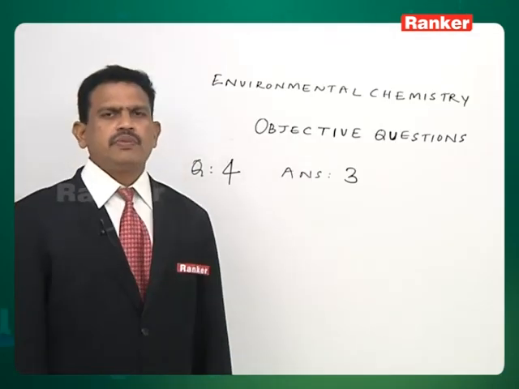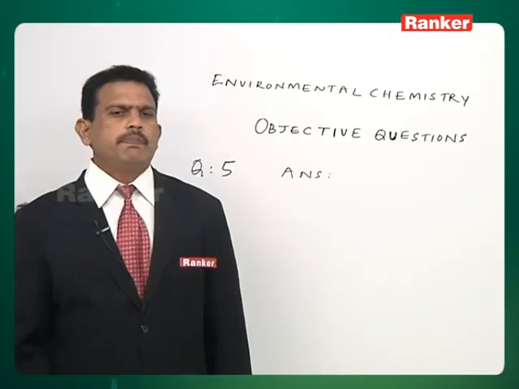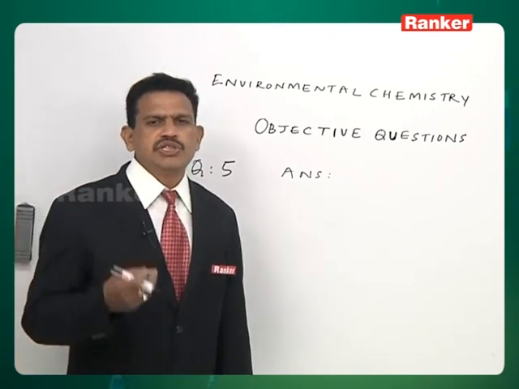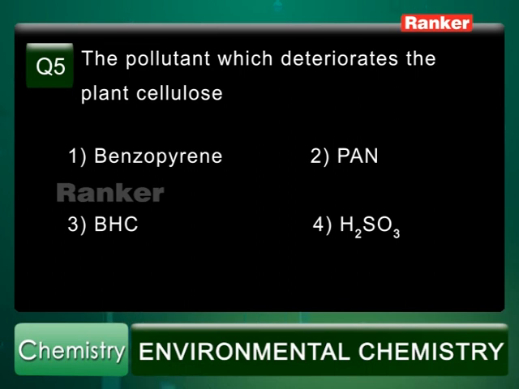Moving to question number 5. The pollutant which deteriorates the plant cellulose. Option 1. Benzopyrene. Option 2. Peroxyacetyl nitrate, PAN. Option 3. Benzene hexachloride, BHC. Option 4. Sulfurous acid, H2SO3. The pollutant which deteriorates the plant cellulose is again peroxyacetyl nitrate, so we can go for option 2.